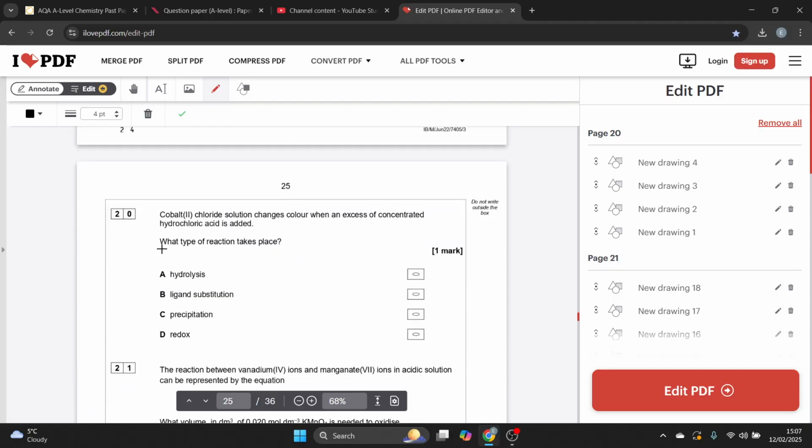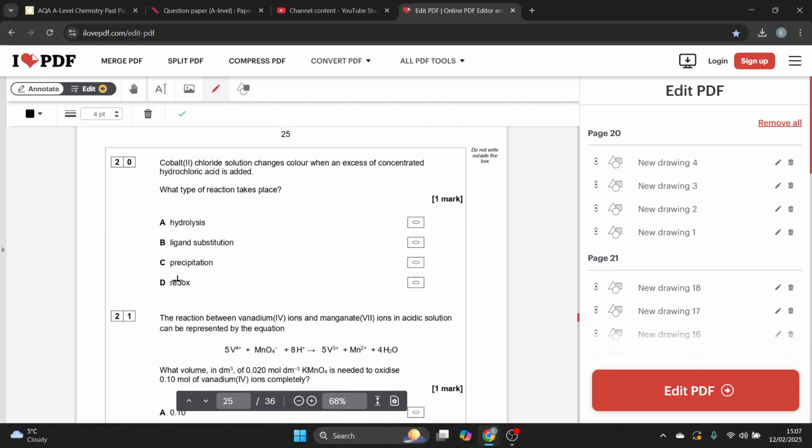Question 20. Cobalt(II) chloride solution changes color when excess concentrated hydrochloric acid is added. What type of reaction takes place? Hydrolysis, ligand substitution. It's not going to be hydrolysis, because for hydrolysis you add excess water. Is it going to be ligand substitution? Definitely not precipitation or redox as well. So yes, ligand substitution.